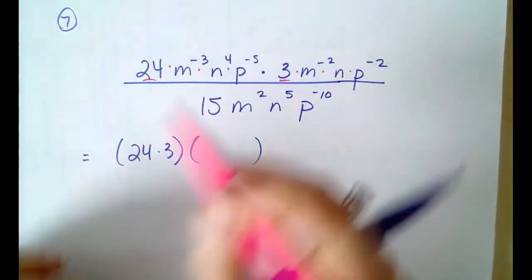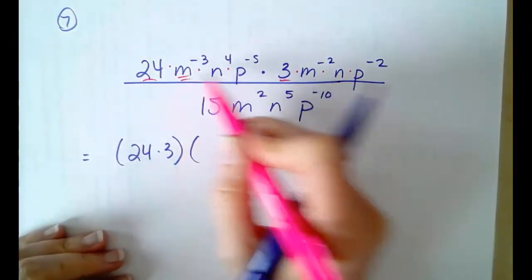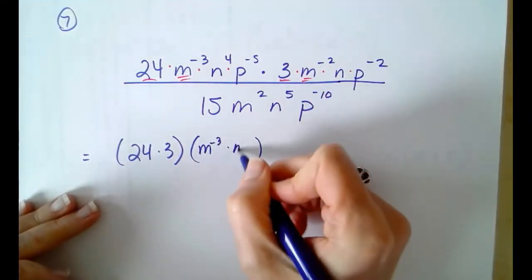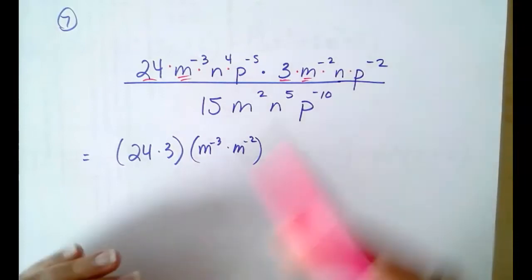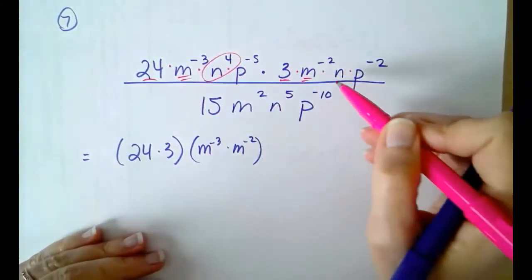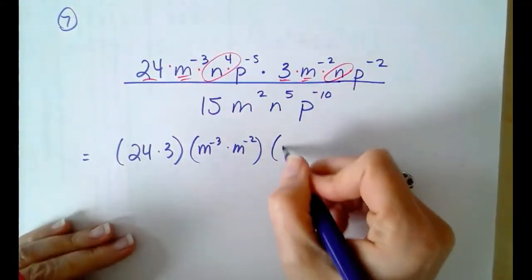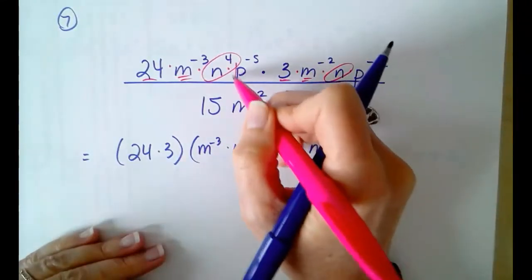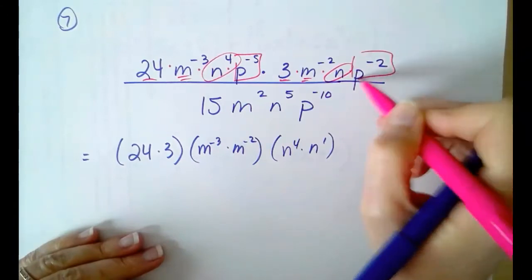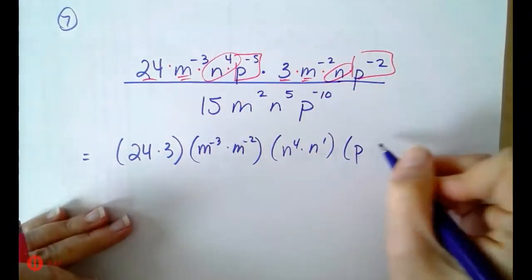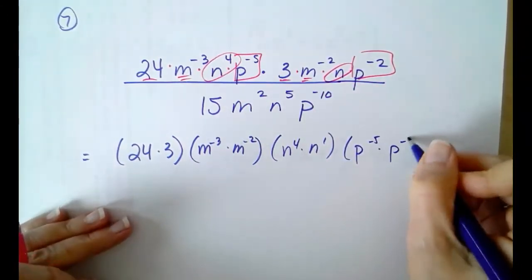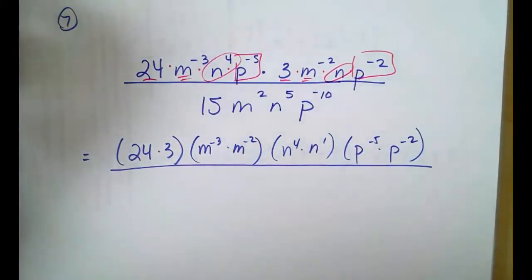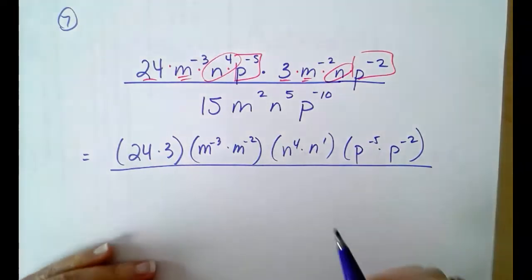Now let's put the m's together. We've got m to the negative 3rd and m to the negative 2nd. All we're doing here is organizing. n to the 4th, n to the 1st. Then p to the negative 5th, p to the negative 2. I'm using the commutative property and the associative property to reorganize all of my parts of this problem.